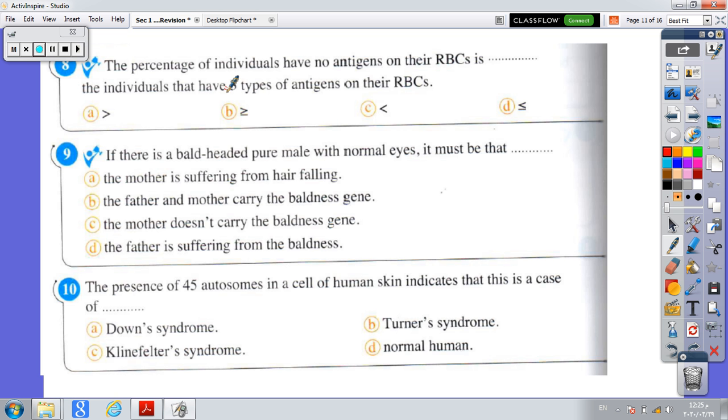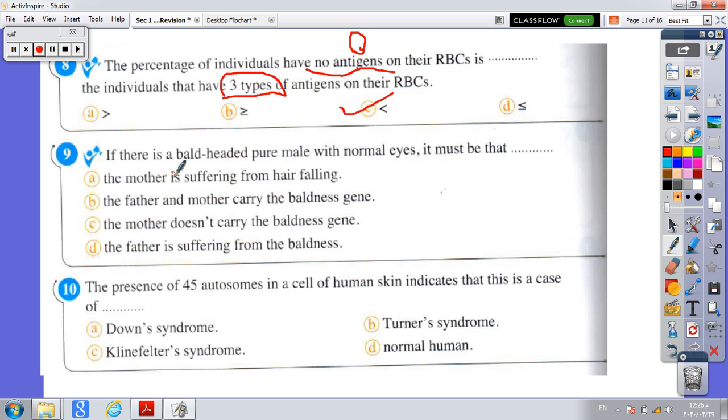The percentage of individuals who have no antigen. Who can tell me which blood group doesn't carry any antigen? Yes, it is group O. Excellent. On their red blood cells, individuals that have 3 types of antigens, who carry 3 types of antigens? Blood group A, blood group B and blood group AB. The percentage of individuals who carry O compared to the 3rd blood group is more or less than? Sure, it is less than.